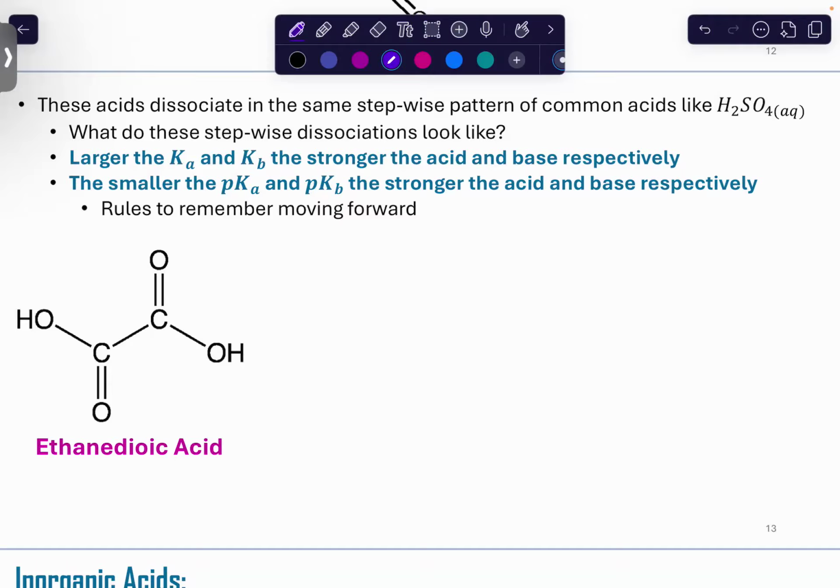So we have to think about ethane dioic acid. Okay, so here's a fun one. There's a new suffix for you, dioic. Is it just because there are two of them? Yeah, two what in particular? The carboxylic acid. Yeah, this is a dicarboxylic acid. Okay, so that's what the dioic is going to mean.